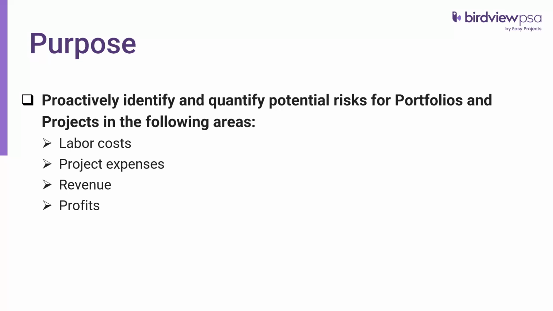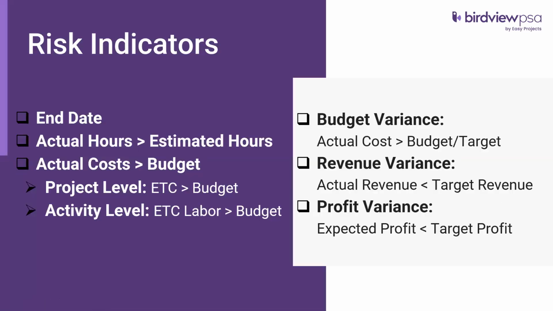So you may ask, what are some of the risk indicators that Birdview uses to identify and highlight on project and portfolio level? There are a few. The very first one is the end state. Obviously, if your project is going over or is past due, it's going to highlight as action required. The system also analyzes actual versus estimated hours, and actual costs versus budgeted costs. At the project level, it looks at whether the estimate at completion is less or greater than the budget. And at activity level, it takes the estimate at completion labor and compares it to the budget.